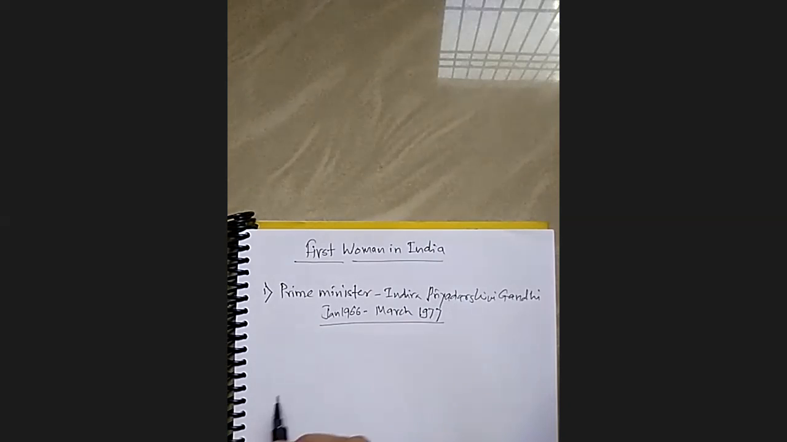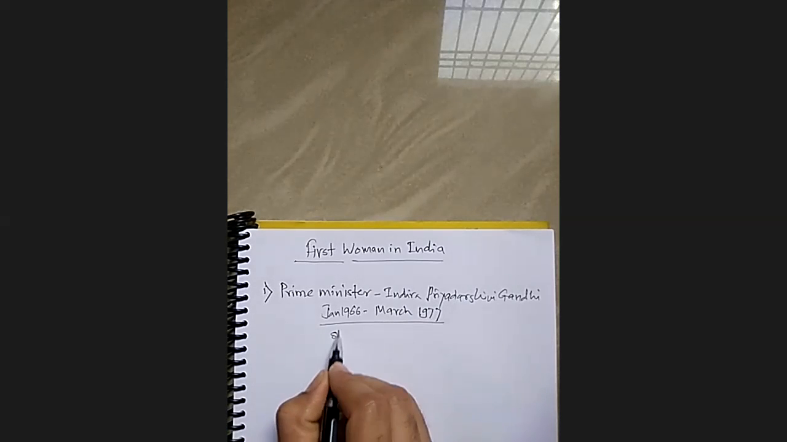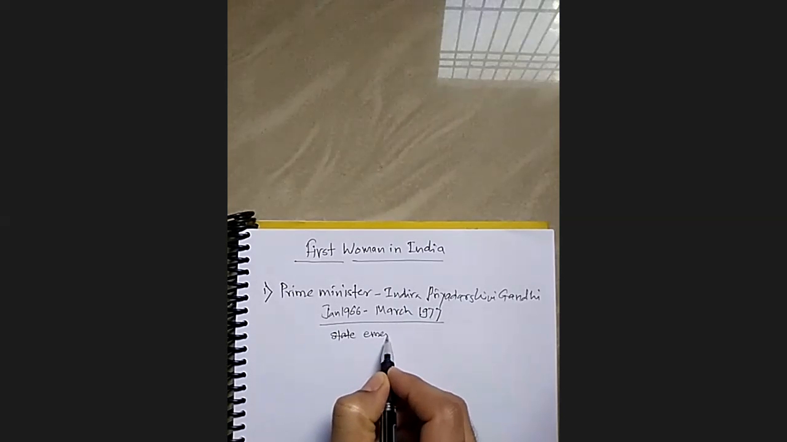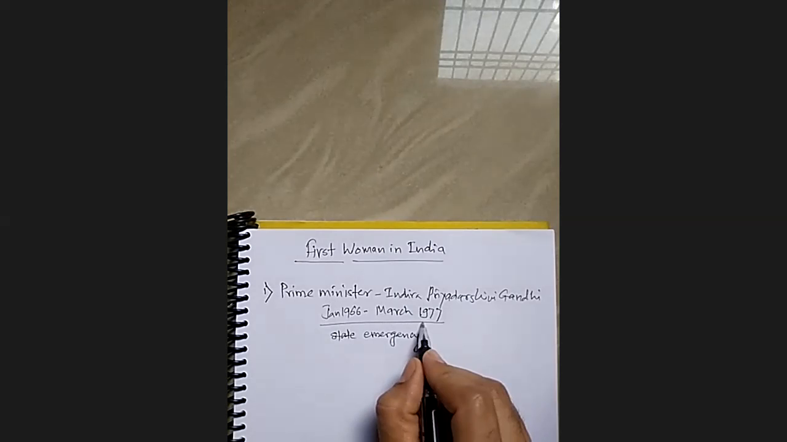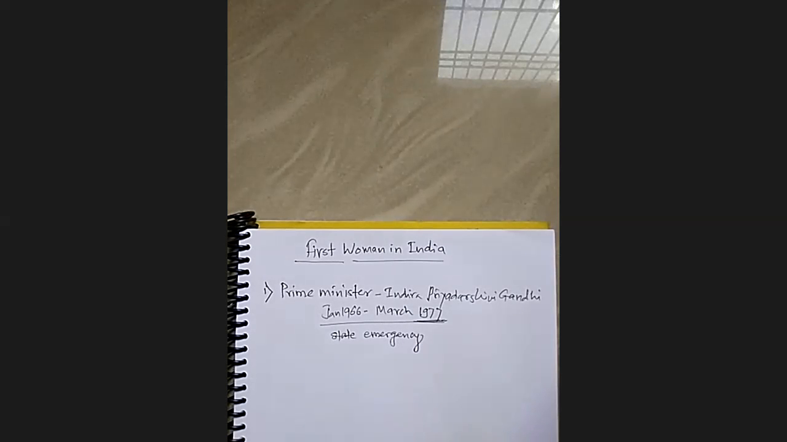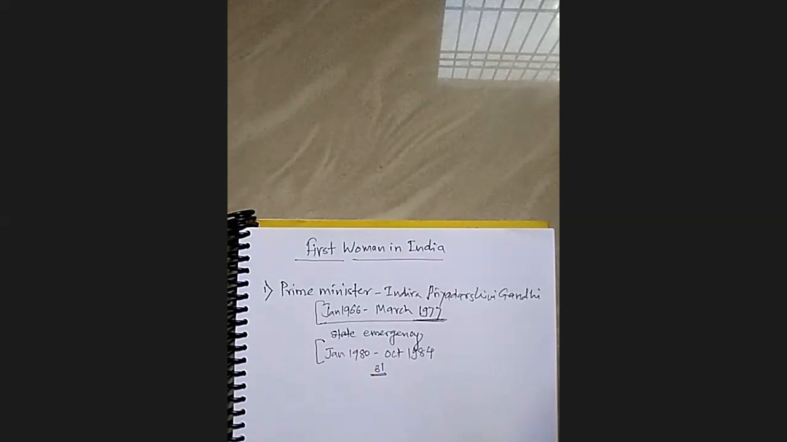She imposed the state emergency, I think in 1975, and therefore she lost the elections in 1977. And therefore from 1977 to 1980, she was not in the office of prime minister. But again from January 1980 to, I think, 31st October 1984. On 31st of October, she was assassinated, right? For these many years, she was the Prime Minister of India.